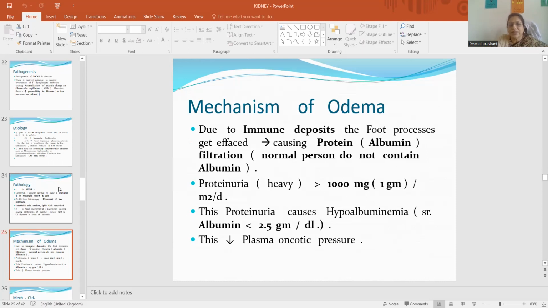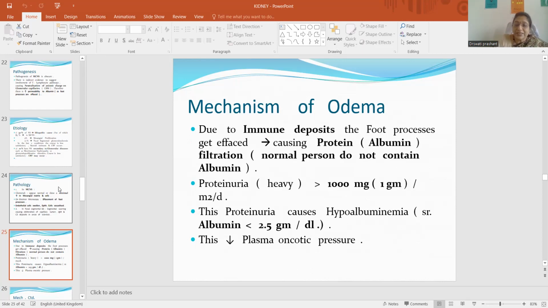Now, the mechanism of edema, as this is the major clinical feature of any renal disease. What is the mechanism of edema? Due to immune deposits, the foot processes get effaced, causing protein filtration, especially albumin. So it's a selective albuminuria in minimal change nephrotic syndrome. A normal person does not have albumin in the urine. Proteinuria is heavy, that is more than 1000 milligram, or 1 gram per meter square per day. So much loss of protein leads to hypoalbuminemia, with serum albumin falling to less than 2.5 grams per deciliter.